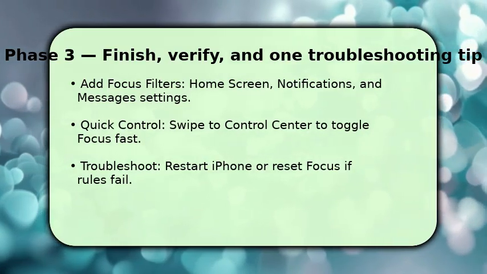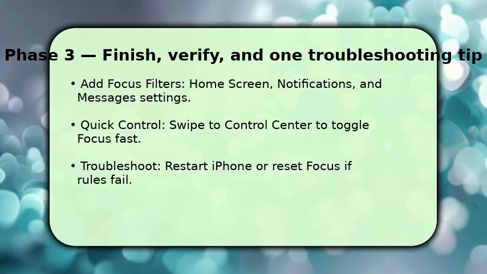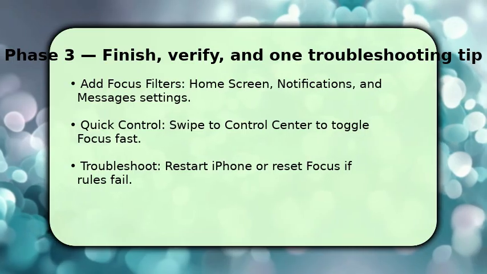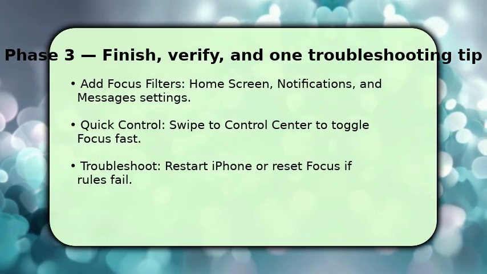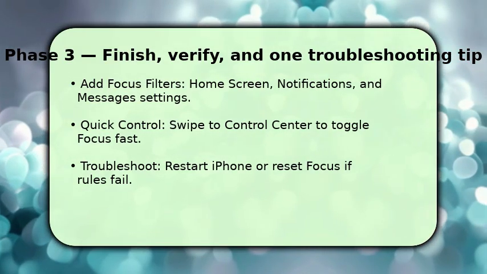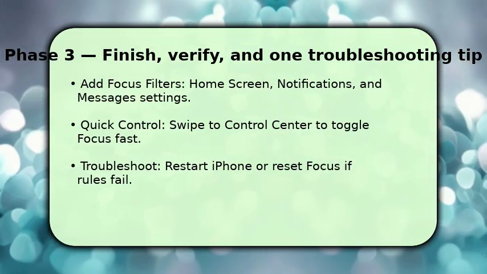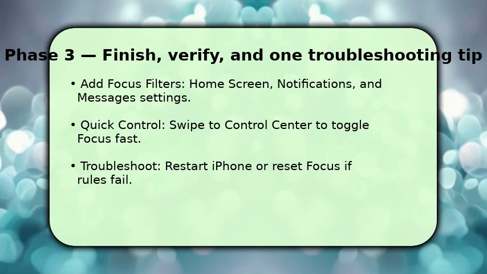If a call still rings, check VoIP app settings and allowed contacts again. If problems persist, restart your iPhone and, if needed, reset focus settings and recreate the profile. That resolves most rule conflicts and restores expected call blocking without airplane mode.